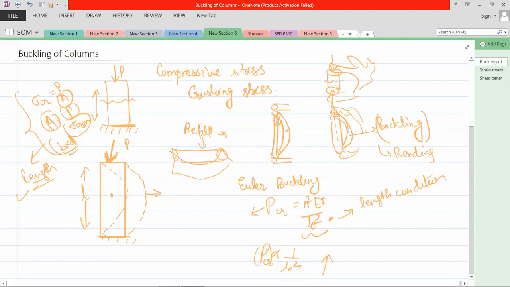So if we increase the length, even a smaller value of P can buckle the body. Okay, so that means if you take a chalk or a refill and apply 100 Newton force here, it will not buckle. But if you apply even 10 Newton force at this point of a refill, it will buckle. So that is the meaning of that. Critical load is the maximum value that will cause the buckling in the body.